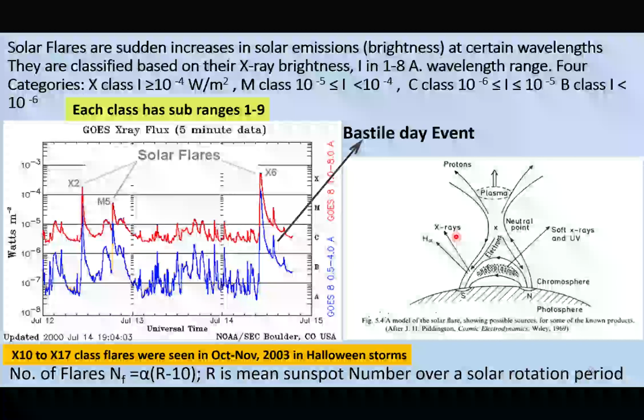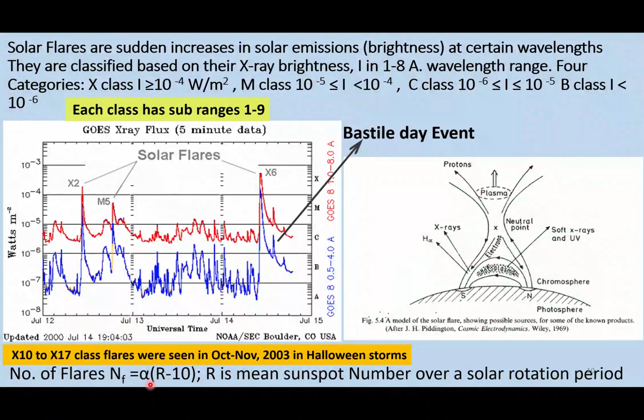The number of flares, NF, at any time is proportional to the sunspot number R minus 10. So there is a correlation between sunspot number and the number of flares. That means during a high solar activity period, more flares are expected. Therefore, more such events will be taking place.